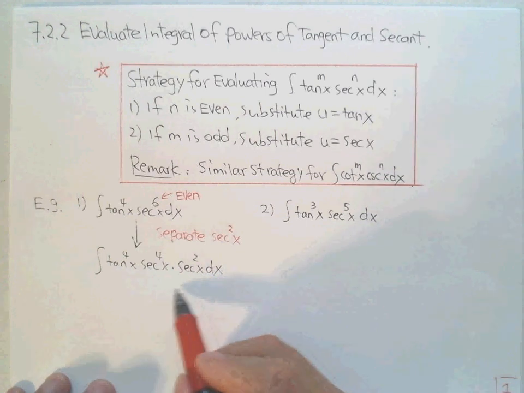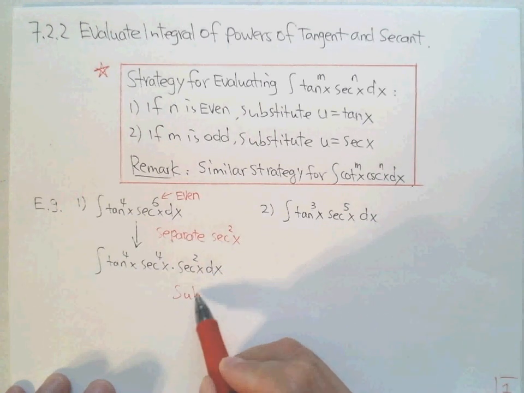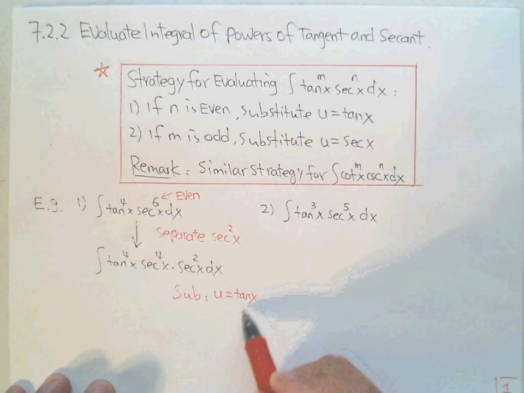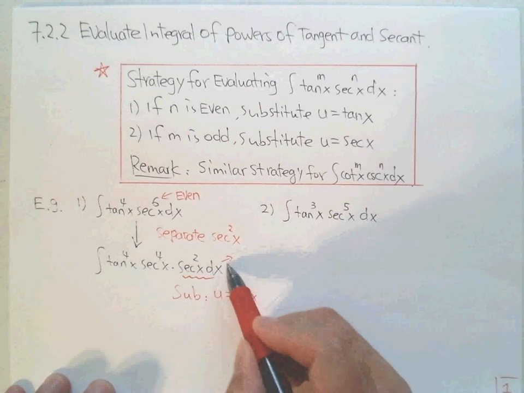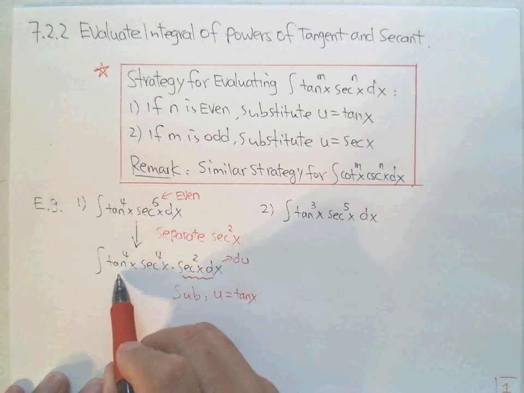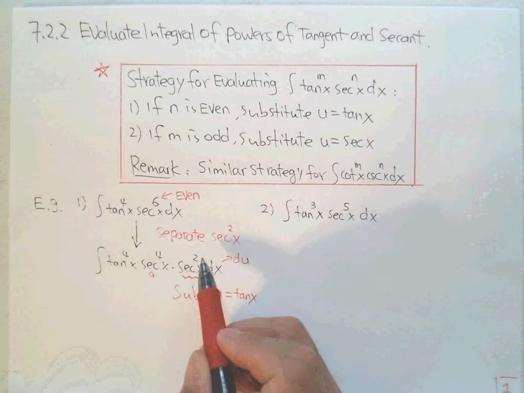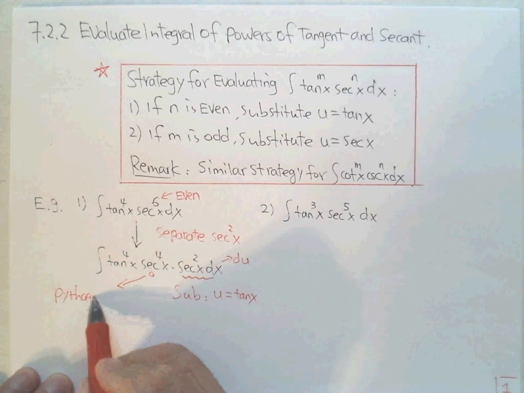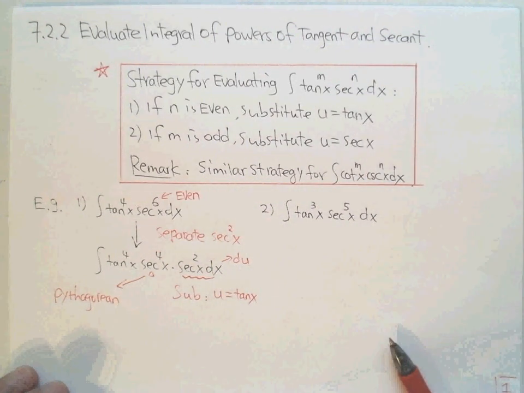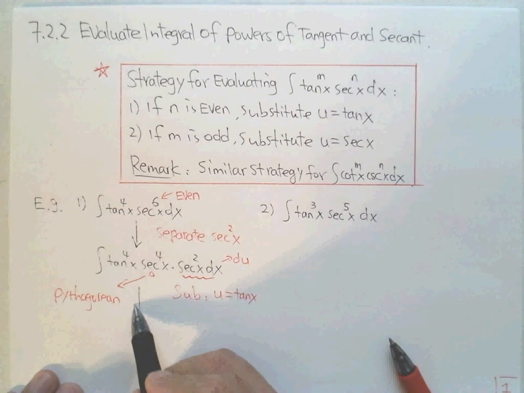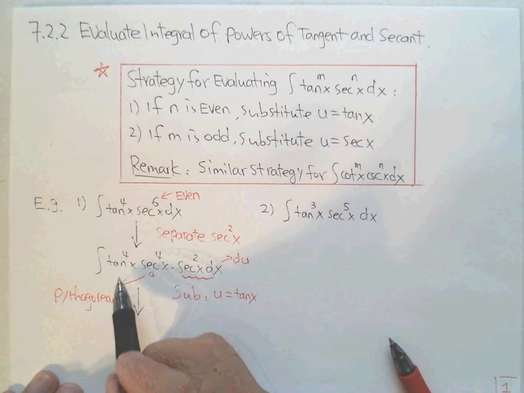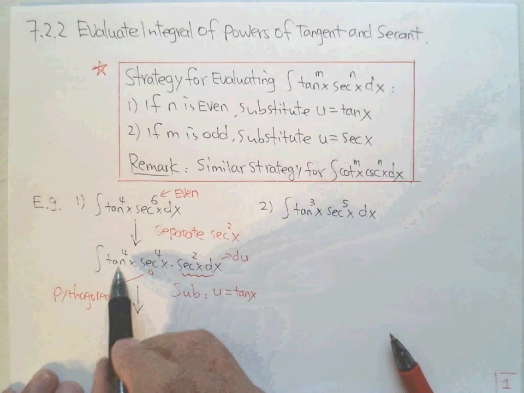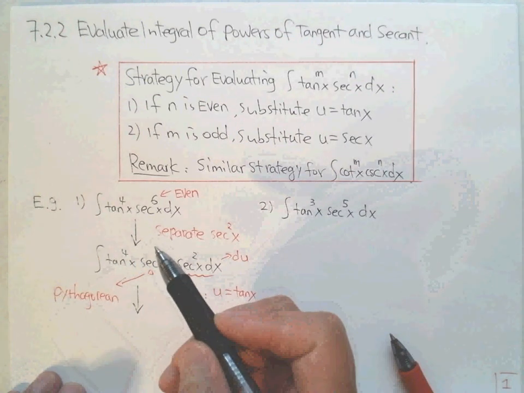If we do the substitution as suggested, u equals tangent x, this goes to du, and this goes to u raised to the first power. What we don't know is the remaining secant squared. It's the same idea: the Pythagorean identity turns secant squared into tangent squared plus one. This is an even power, so that's very good. After we make all these changes, the integrand goes to a polynomial, a power function.